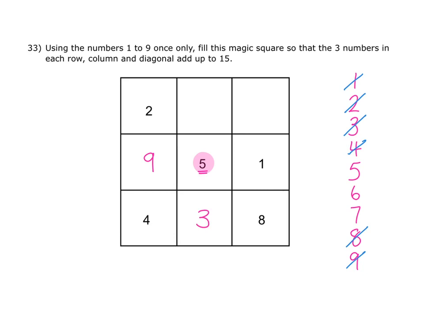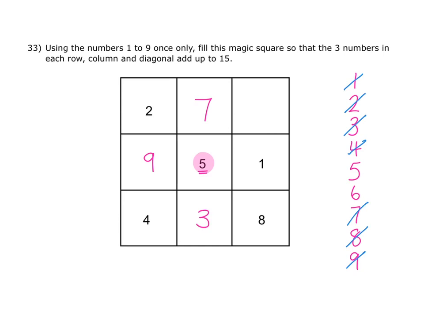Remembering that we need to make columns which add to 15 as well, and I've got 3 here, so we need the 2 squares on either side of our 5 to add up to 10. 3 plus 7 makes 10, so this square must contain a 7. This means that 7 and 3 makes 10, and 5 more makes 15. So now we've used the 7 as well.